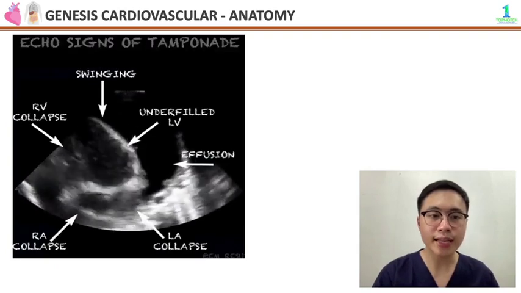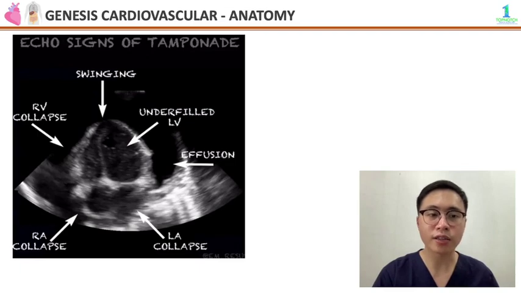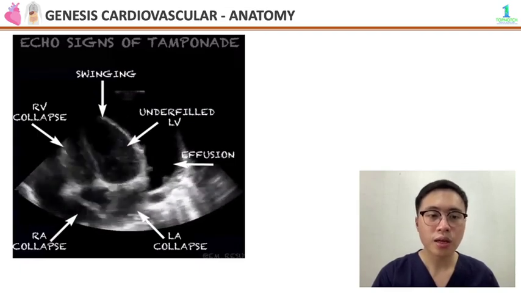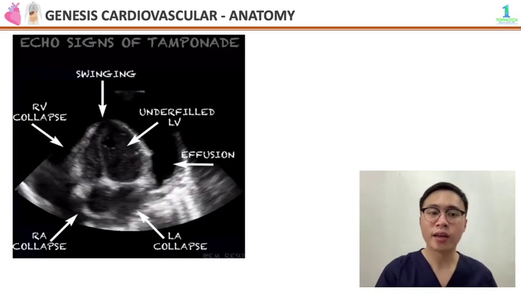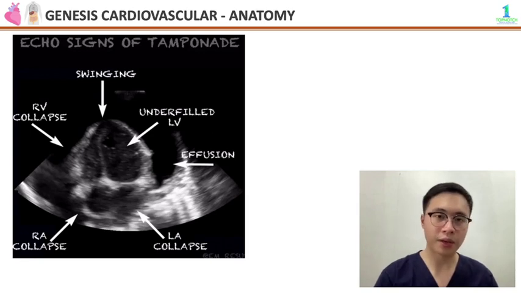There you go. You can see how the wall of the RA and the RV is collapsing. Did you see that? There's underfilling of the LV and the heart is actually swinging. Echocardiographically, those are signs of tamponade. And of course, you see that there is a very, very big space over there. It's a large pericardial effusion. So in cases like this, we need to be careful. Definitely, you need cardio on board for this patient.